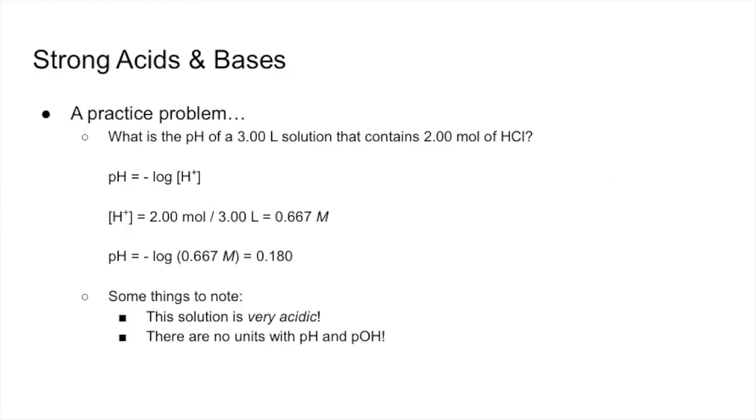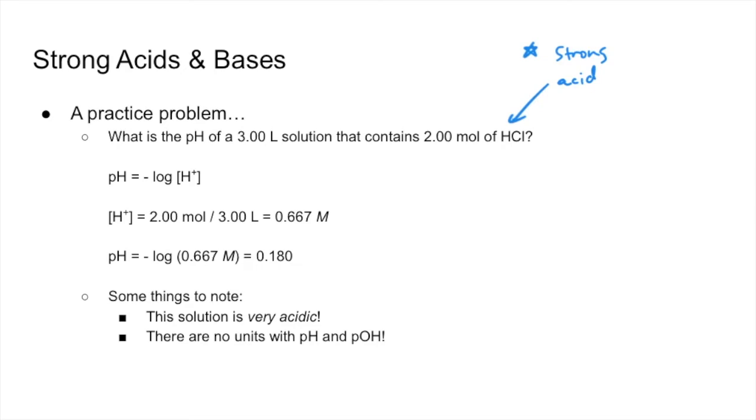So a very simple problem might say, what is the pH of a 3.00 liter solution that contains 2.00 moles of HCl? The first thing you want to identify here is HCl, that is an acid, right? It is a strong acid. And for our purposes, in order for you to be able to do any of the problems that we are going to do, these need to be strong substances. It needs to be a strong acid or a strong base.